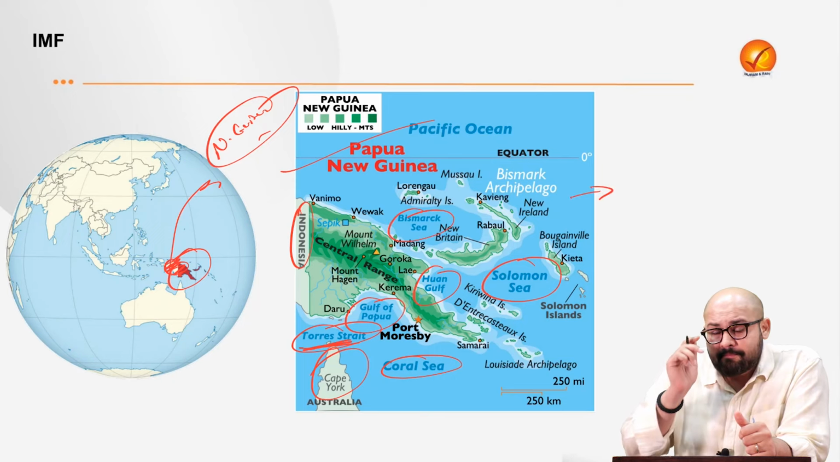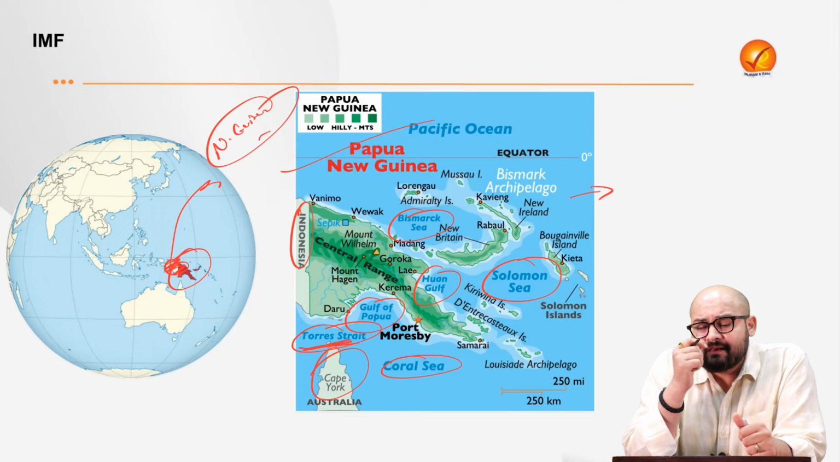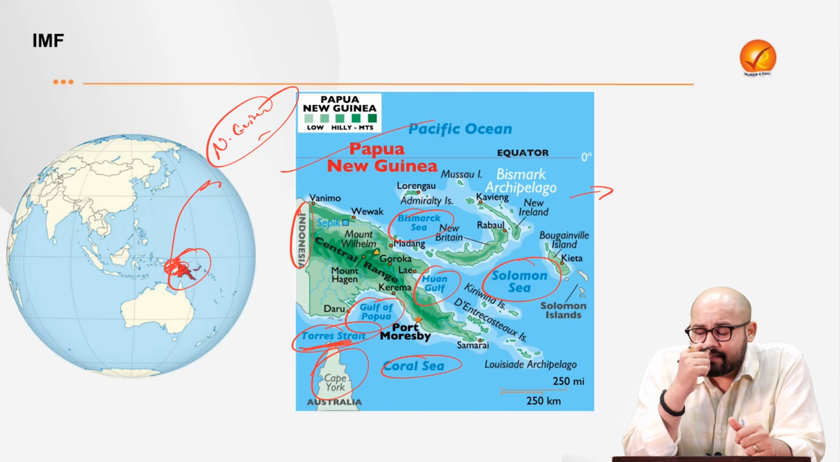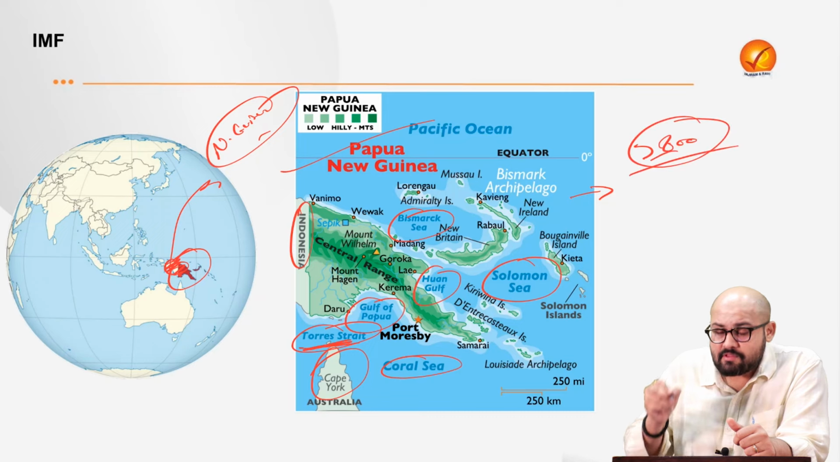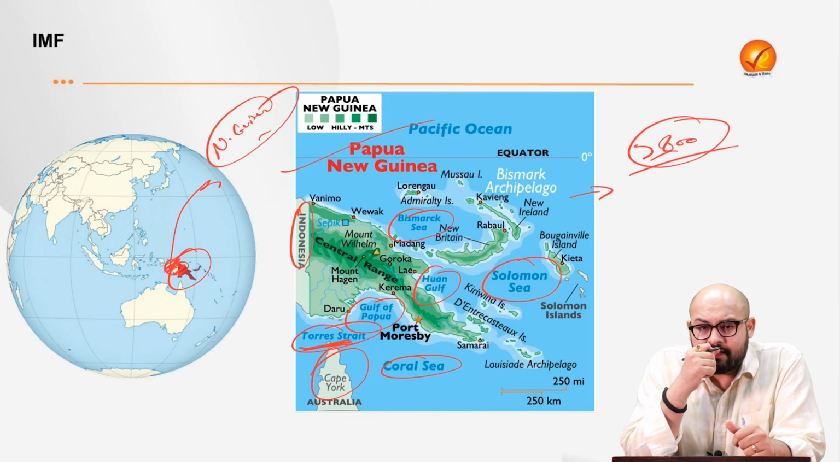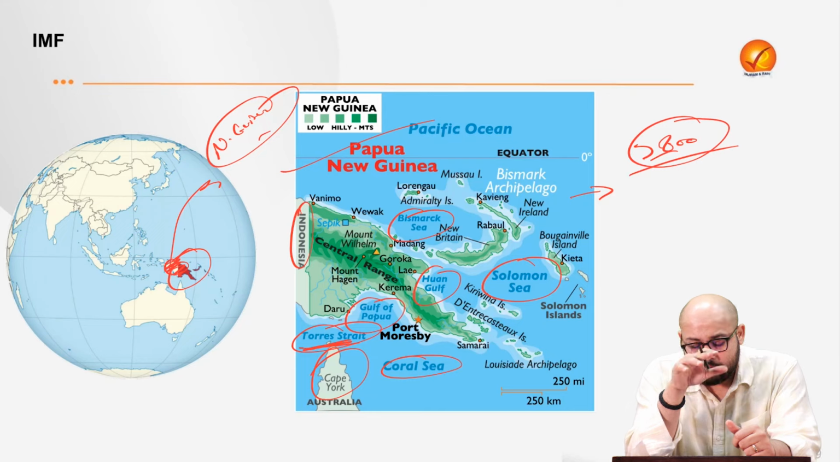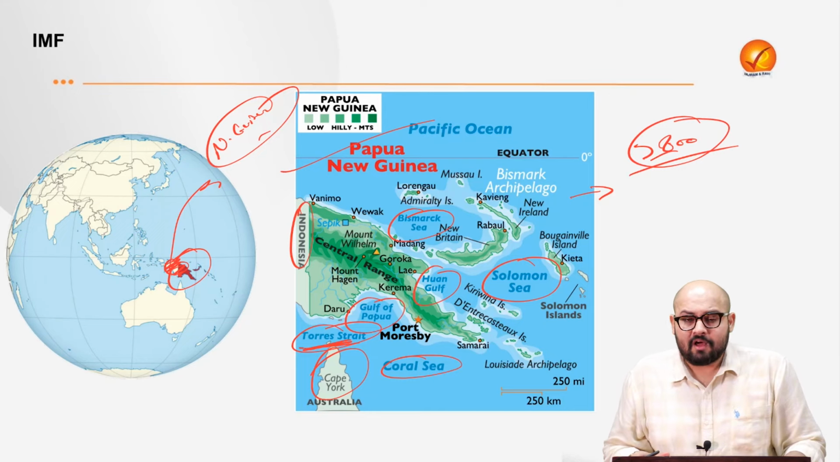The importance of this country lies in its very rich biodiversity. Moreover, it has a very rich diversity when it comes to languages, the indigenous languages. There are more than 800 indigenous languages which are spoken in Papua New Guinea. So just have a basic idea about this location, because this might be important for your upcoming prelims.